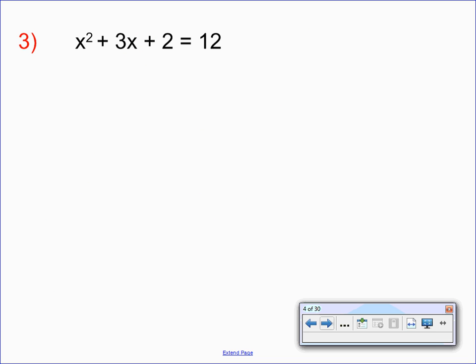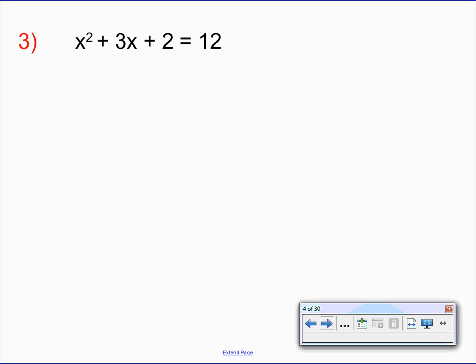Can I solve this one by taking square roots? Right? Can I solve this one by taking square roots directly? Taylor? No, how come? Absolutely. I've got the x squared and a 3x term. I've got multiple variable terms in the same problem. I can't solve it by taking square roots directly. So I'll try to solve it by factoring.